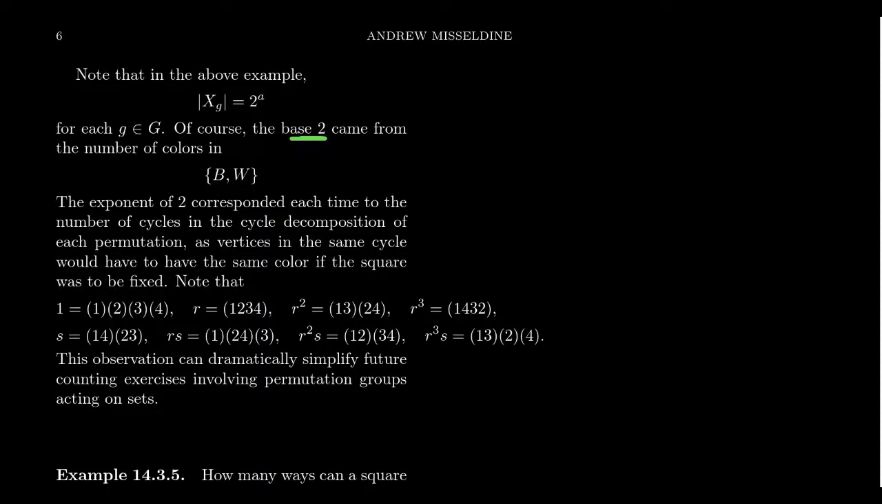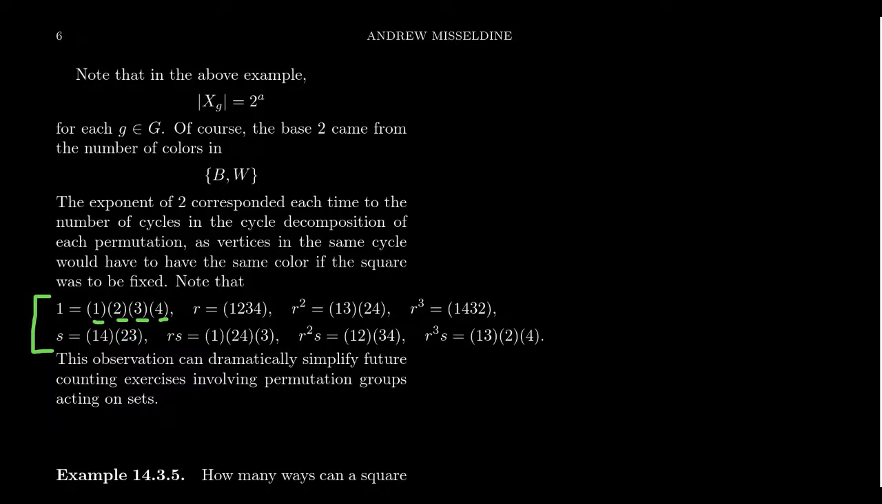If we wrote the elements of the dihedral group as permutations on the set 1, 2, 3, 4, it would look something like this. The identity fixes everything. 1, 2, 3, 4 is what R is. R squared is 1, 3 and 2, 4. And then we can keep on going with every one of these. We could think of the dihedral group as a permutation group acting on the set 1, 2, 3, 4. Now I want you to look at the orbit structures here. The identity has 4 different cycles in its decomposition. We typically skip 1 cycles because they just leave the elements fixed, but for the sake of counting, I want to include all of the 1 cycles. So the identity has 4 1 cycles.